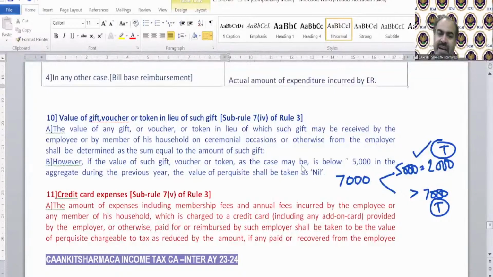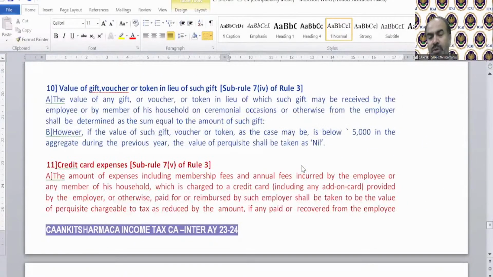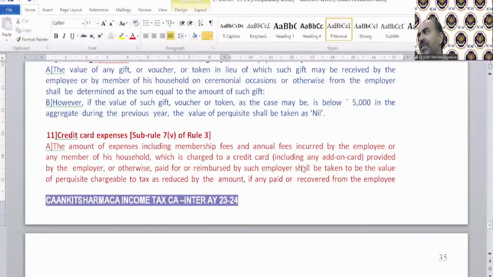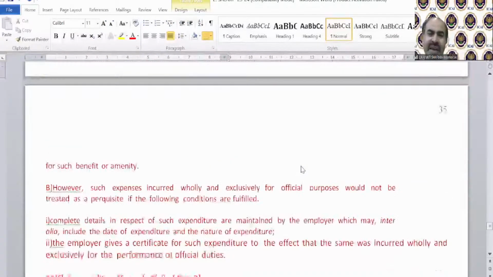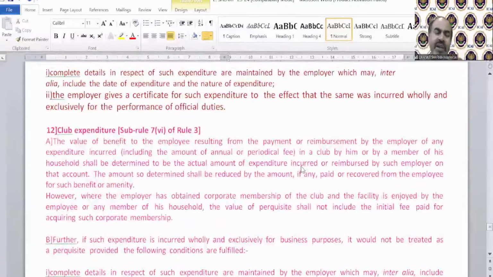Credit card expenses: any credit card expenses paid by the employer for your personal purpose are going to be taxable. But if any credit card expenses are made by the employee on the employer's behalf for official purpose, that is not going to be taxable. You can read this provision. This is a very simple provision. Again, if any club facility has been provided, technically your employer is a member of a club and he allowed you to go to that club and enjoy the facility for a personal purpose, the amount paid by your employer is going to be taxable.